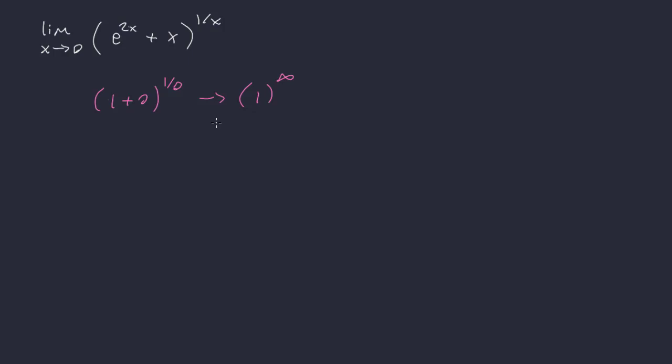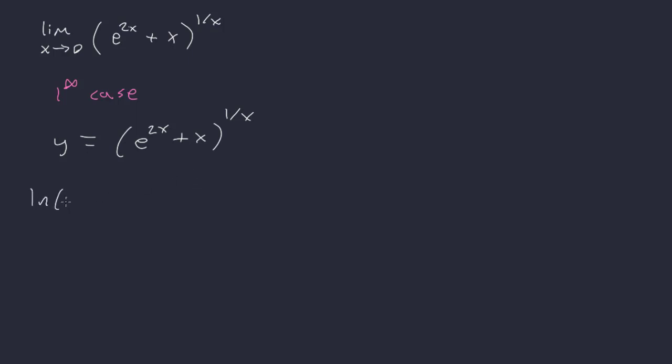Okay, so this is a 1 to the infinity case. So we're going to use our natural log stuff again, right? If we let y equal our stuff, e to the 2x plus x, raised to the 1 over x, when we take the natural log of both sides, I'm going to go ahead and skip to 1 over x times the natural log of e to the 2x plus x.